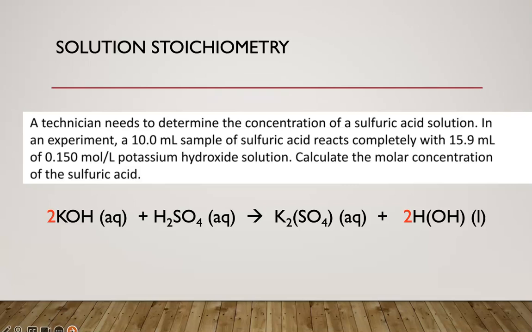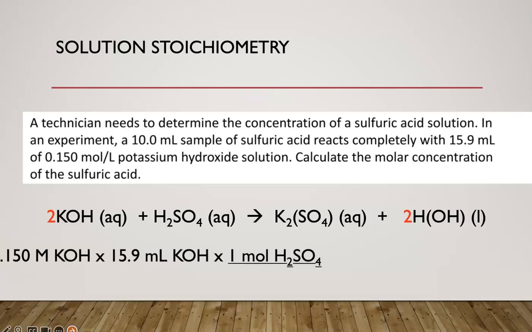So, of course, first, you've always got to write out your formula, make sure it's balanced. And so as I'm looking at this, I can see that I've got 10 milliliters of sulfuric acid, but I've got 15.9 milliliters of my base, which is the KOH, at 0.150 molarity. And so when you know two pieces of information about one of your compounds, I would say start with that one. Then, of course, I've taken the molarity.